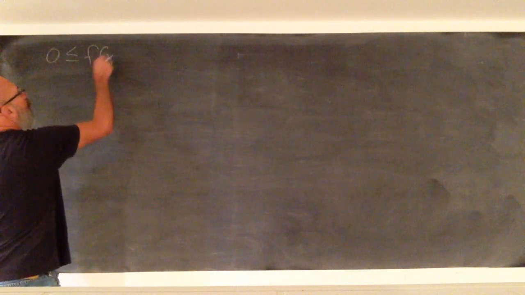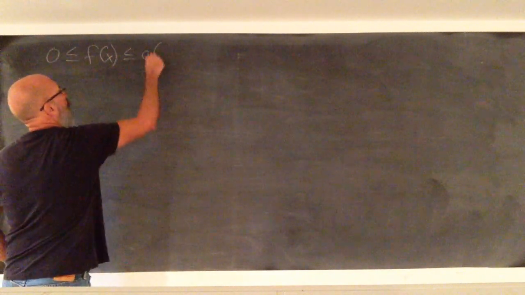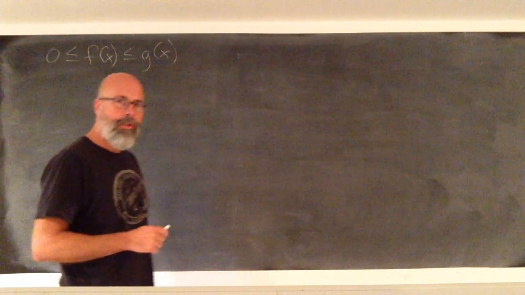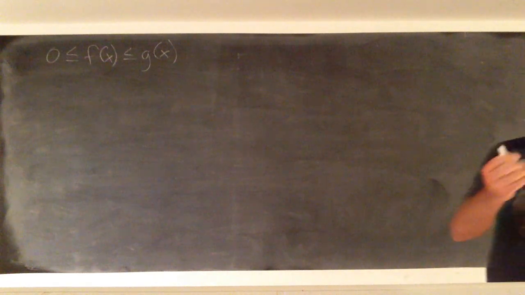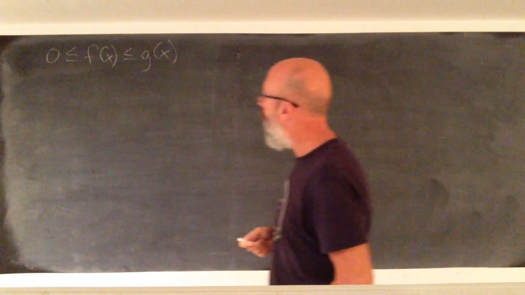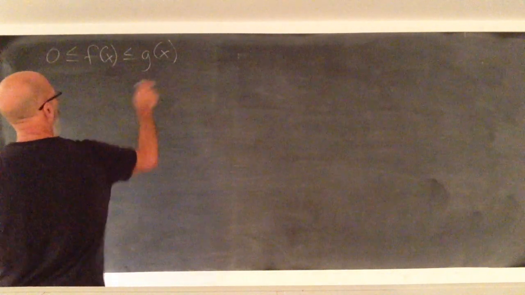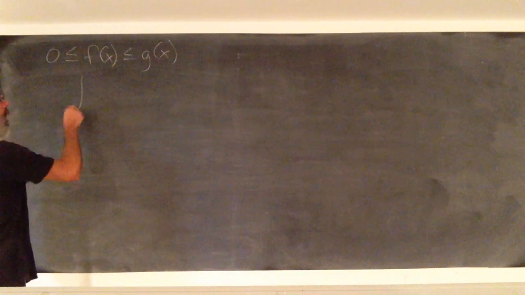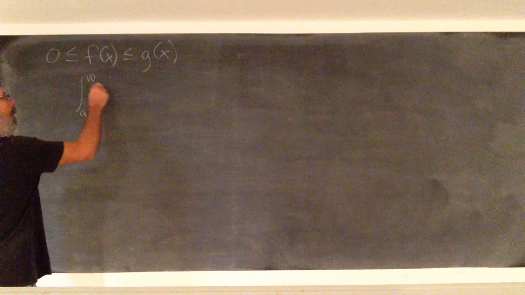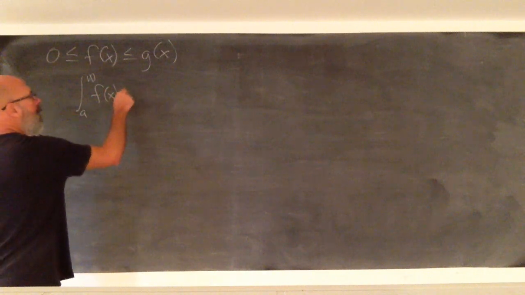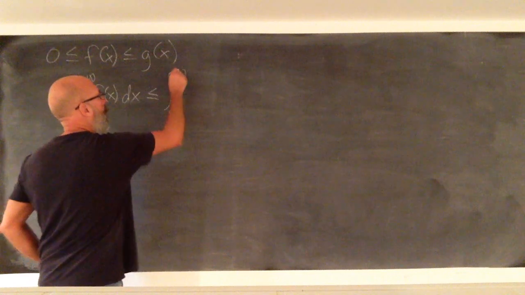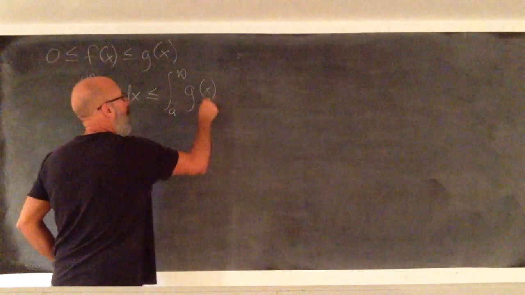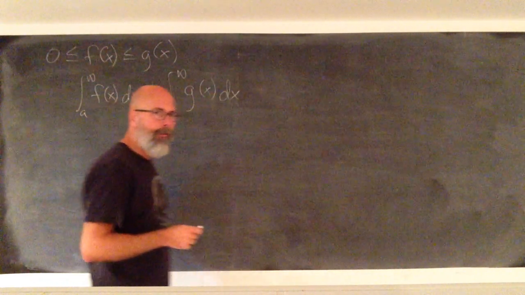If you have functions that are related in this way, then their integrals are also related in the same way. The integral from a to infinity of f of x is going to be less than or equal to the integral from a to infinity of g.